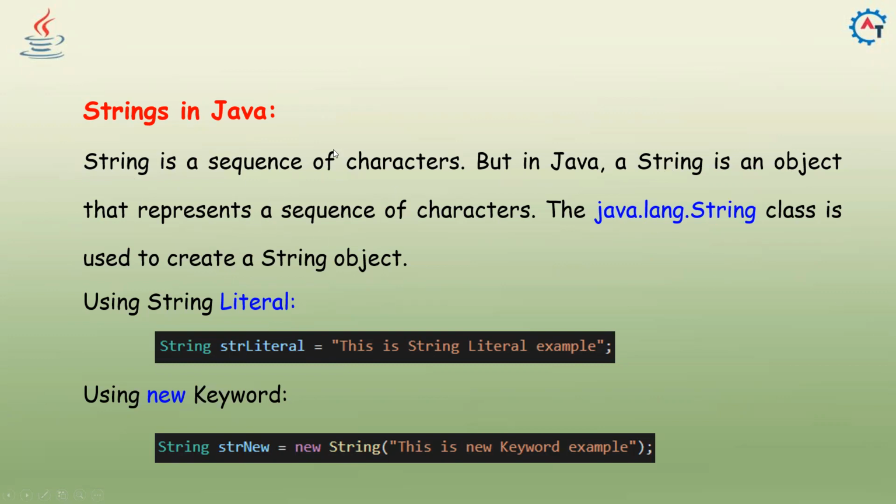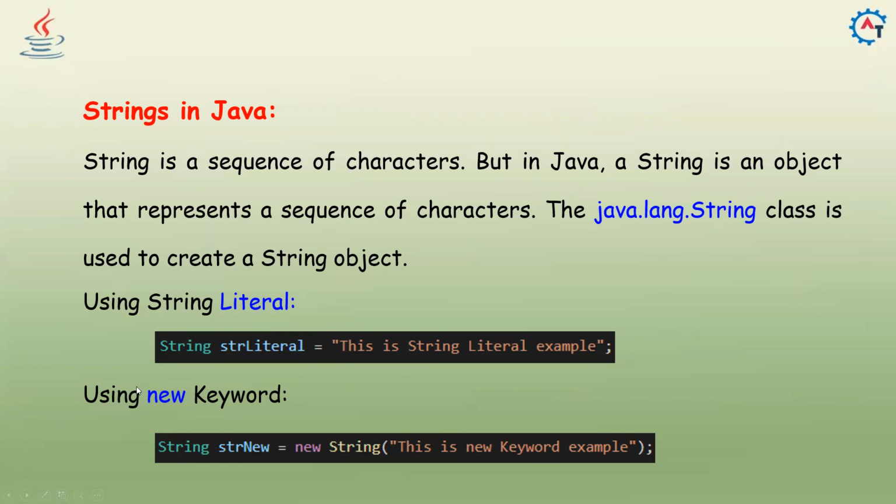So how will you create a string? Normally there are two ways. The first is using a string literal. For example, String s = "something", which should be inside double quotes. In the primitive types, int i = 10, boolean b = true. In the same way, String s is equal to something in between double quotes.